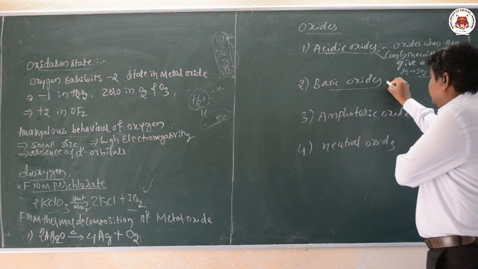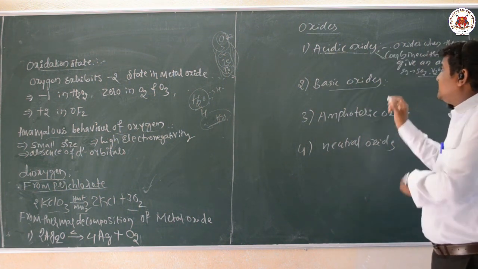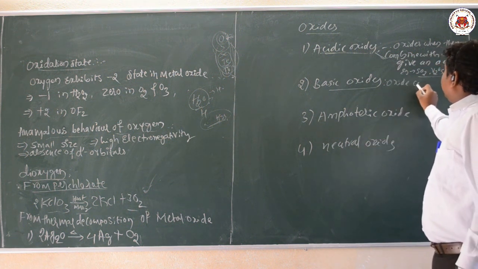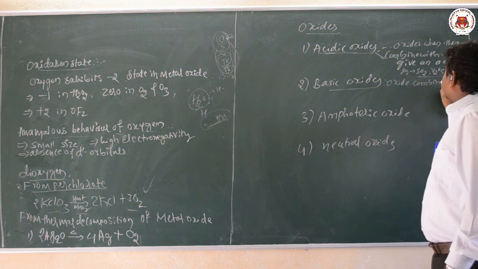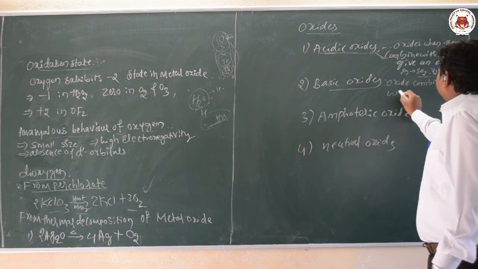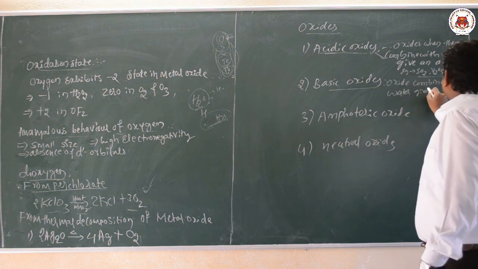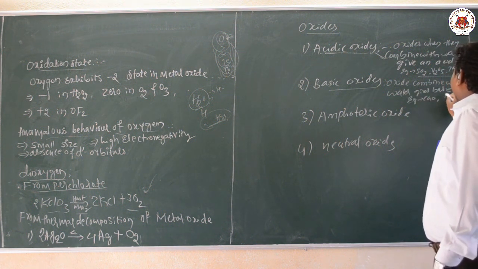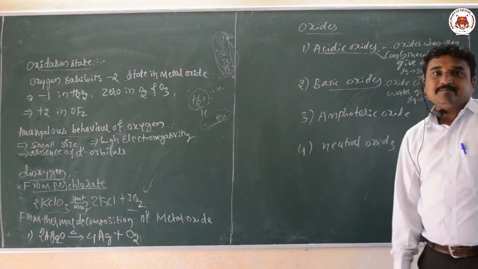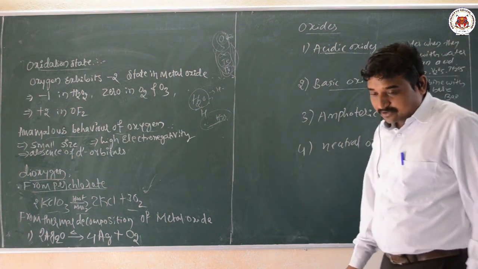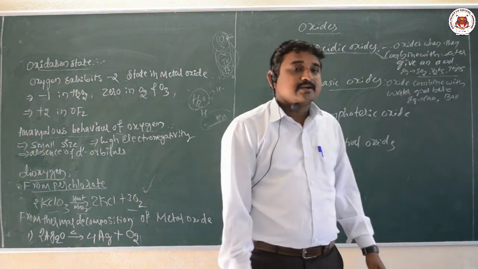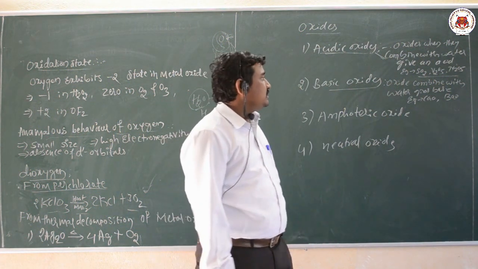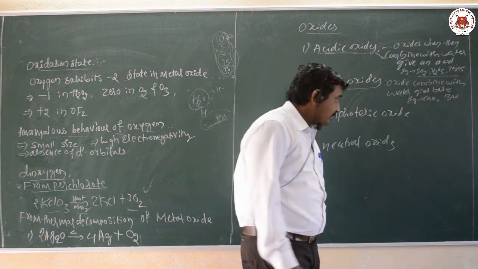The next concept is basic oxide. Basic oxides are the oxides which, when they combine with water, give a base. Examples are calcium oxide and barium oxide. So basic oxides are the oxides that, when they react with water, give a base. Examples for the basic oxide are calcium oxide and barium oxide.